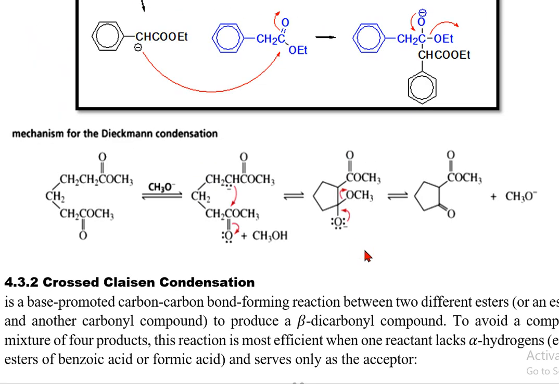So the mechanism is the same. For the Dieckmann condensation mechanism, it is the same thing. Firstly, produce the carbanion from here. This carbanion attacks the carbonyl of the second functional group to give you a five-membered ring. This negative charge makes a double bond, and the leaving group leaves the structure.